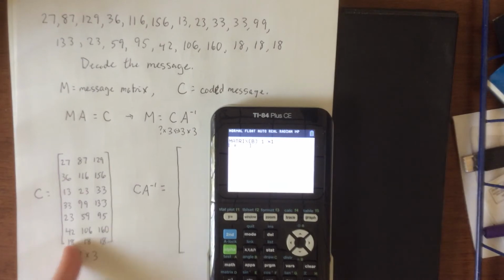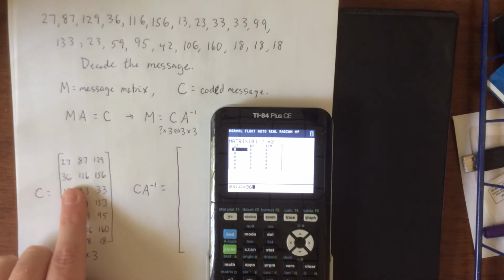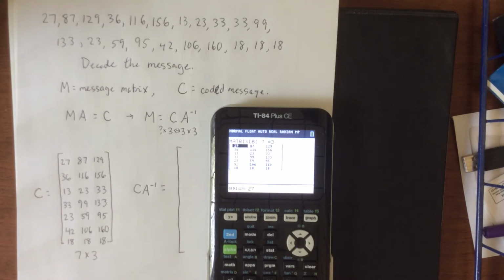Matrix B will be our coded message matrix, so we'll need a 7x3 matrix. That'll be 27, 87, 129 for the first row. 36, 116, 156 for the second row. 13, 23, 33 for the third row. 33, 99, 133 for the fourth row. 23, 59, 95 for the fifth row. 42, 106, 160 for the sixth row, and 18, 18, 18 for the last row.